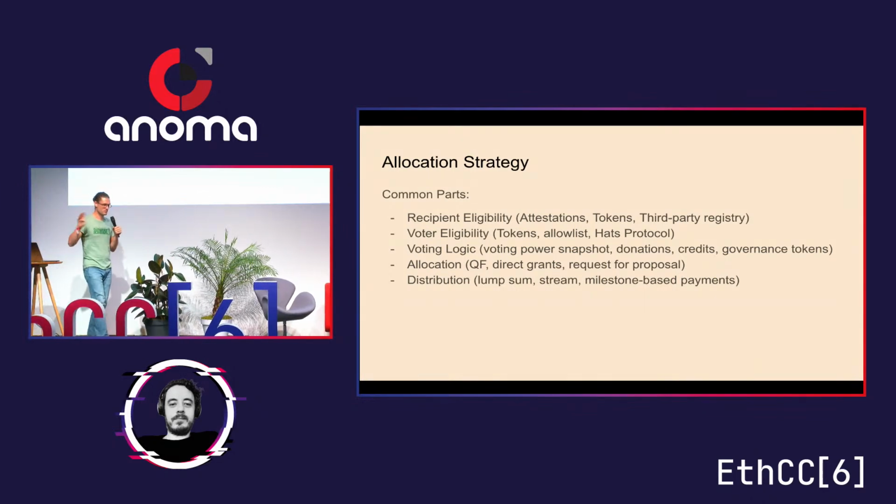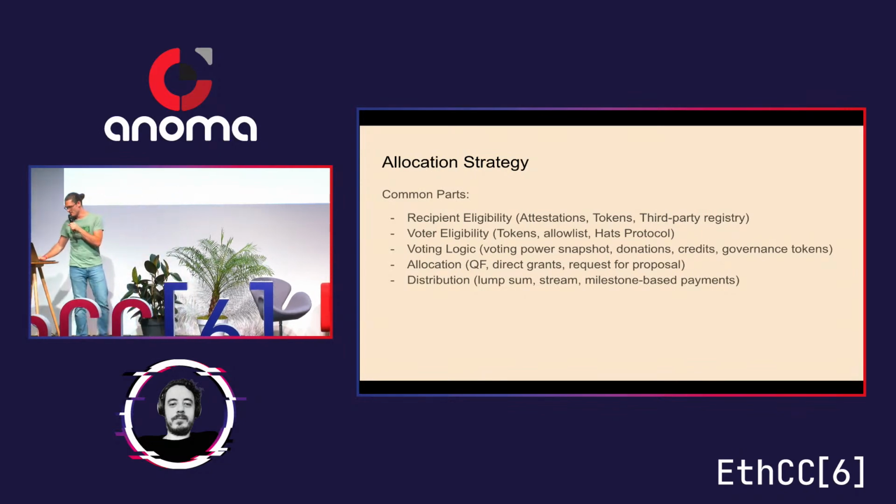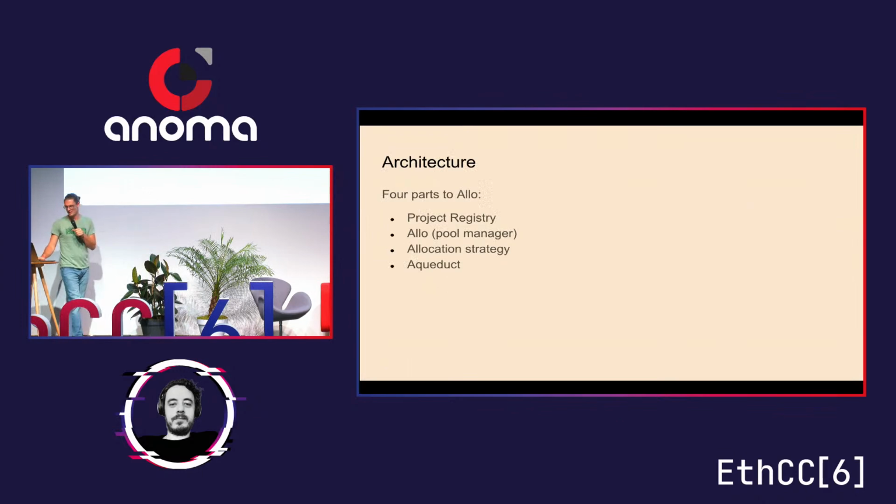Okay, so that's the overview. Four pieces: project registry, Aqueduct, allocation strategy, and I'm so nervous I actually forgot the fourth one. Allo, the core, the pool manager. Cool.